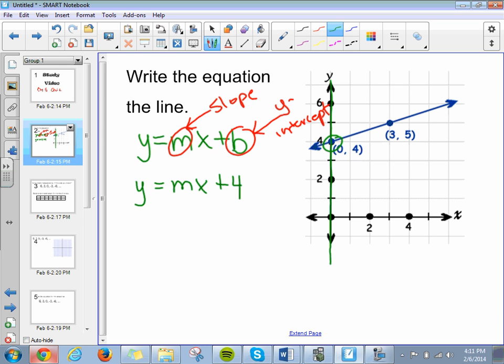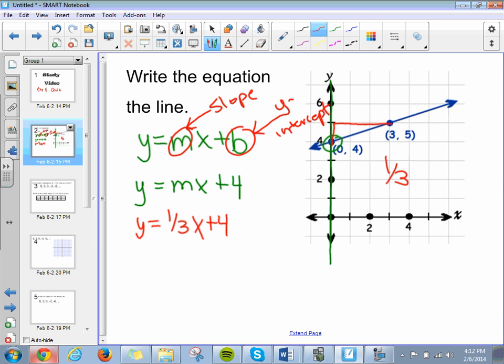The other piece we need to figure out is what is our slope. The easiest way looking at a graph is to do your slope triangles, figuring out your rise over your run. So for my rise, I'm going to go up 1 and over 3. So when I go up 1 over 3, I'm getting a slope of 1/3. So y is equal to 1/3 x plus 4.